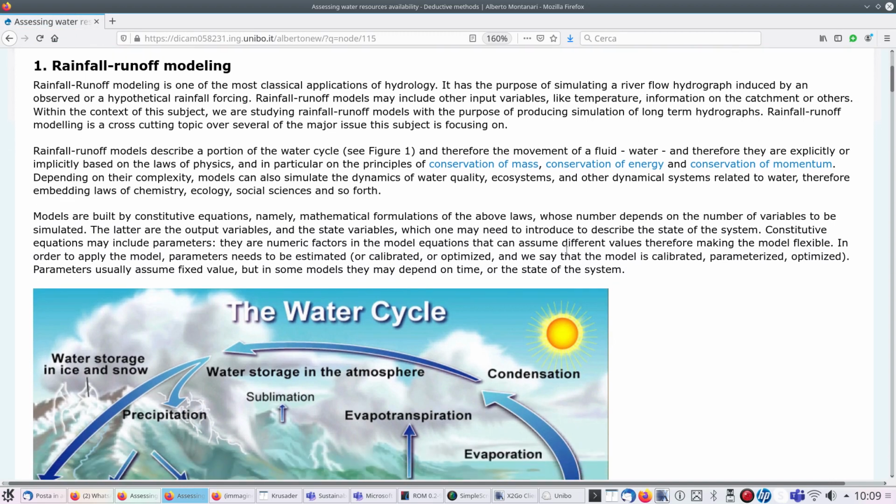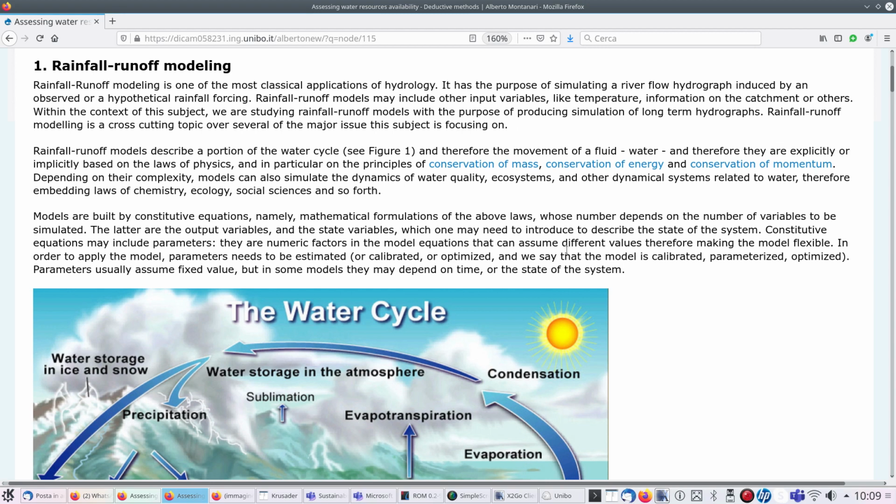and let's wait for the page to appear. You see that the page starts by talking about rainfall runoff modeling. Indeed, if we refer to surface water, the most used deductive method is rainfall runoff modeling, and let me explain why.